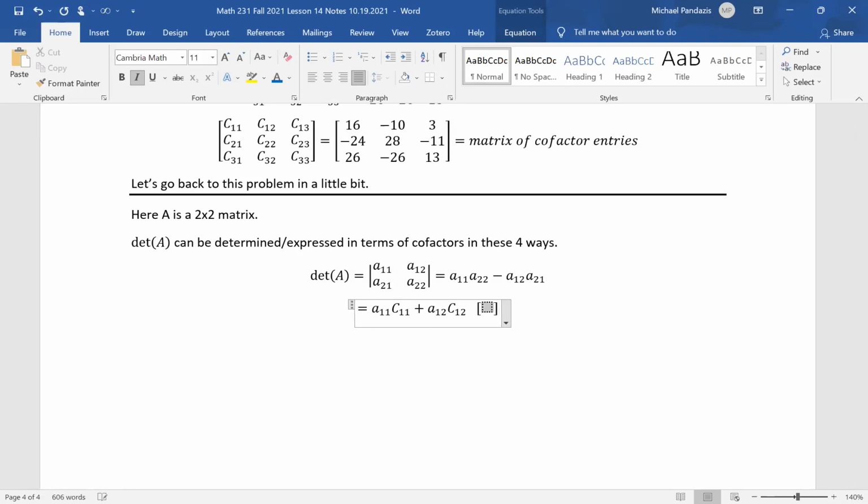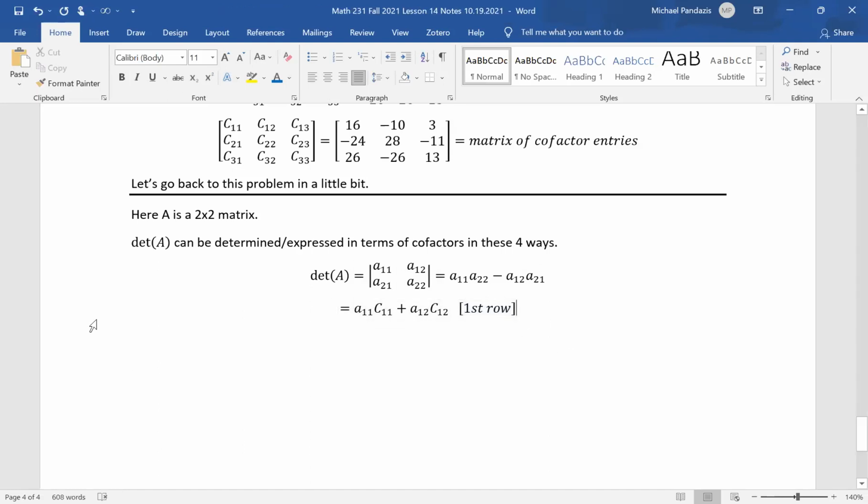And for this, I want you to look at the first row and notice that we're taking the entries in the first row, multiplying them by their corresponding cofactors, and then adding the products. So it's A11 times C11 plus A12 times C12. It turns out this expression is equal to this expression.